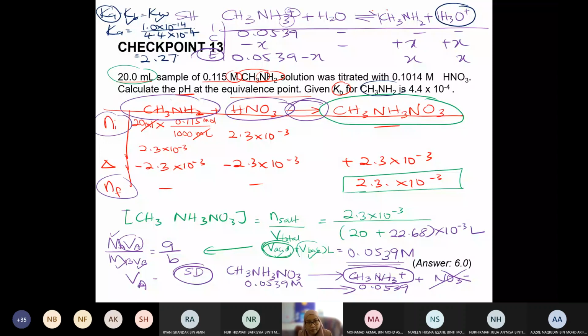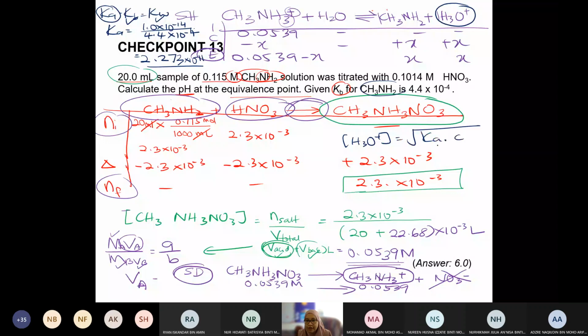2.273 times 10 to the power of berapa? 11. Okay, so this is the Ka. So once you have the Ka, tak tahulah nak buat kat mana dah. Saya buat kat sini. Alright, bolehlah masuk dalam H3O plus is equal to square root of Ka times C.